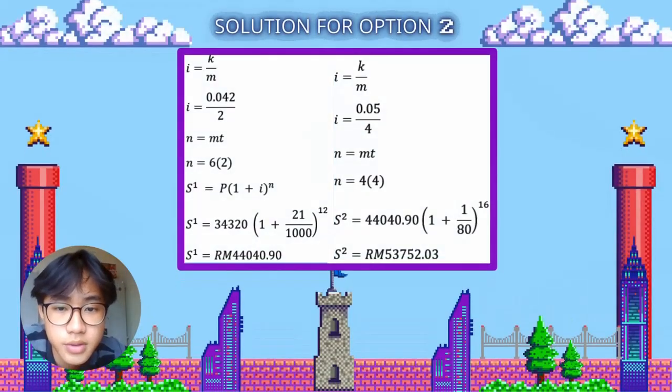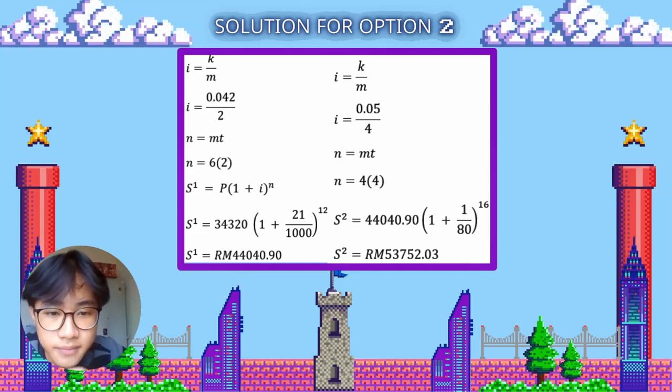The solution for option 2 will be using the same method. Then we put together in the formula, and for the first 6 years we'll get 44,040 ringgit and 90 cent. And for the total 10 years we'll get 53,752 ringgit and 3 cent.